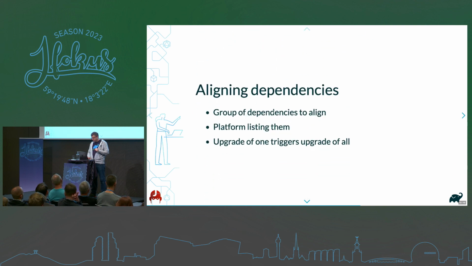And the thing is, aligning dependencies requires a number of things. A group of dependencies to align, so whatever you're building is in that case. Then you need a platform listing them. That's why you see projects like Jackson and the Spring projects producing BOMs, because these will provide you with guidance on all the versions that are working together. The one thing that's sometimes breaking, though, is that upgrading one may not trigger upgrading all of them.